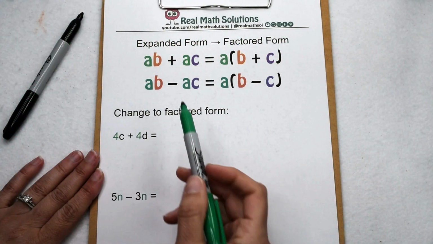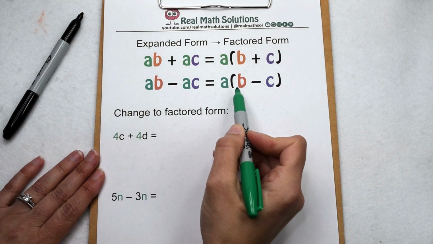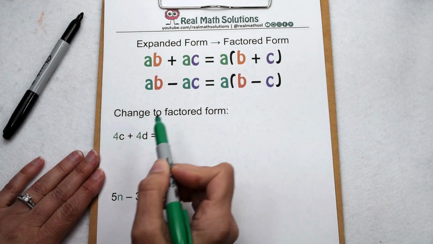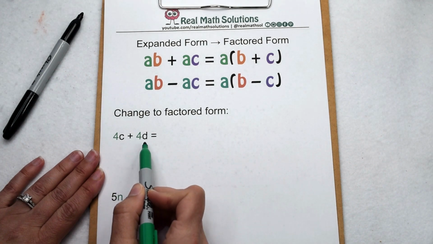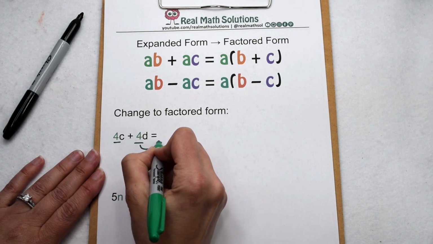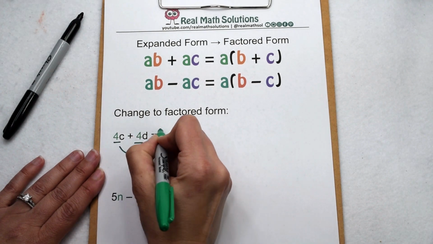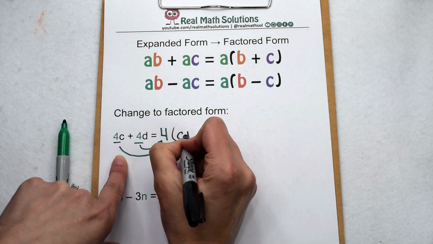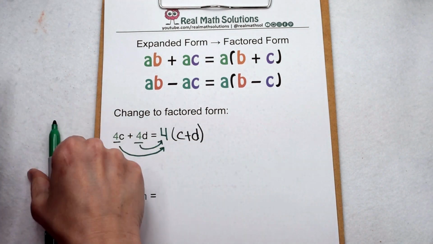If we want to take our expression from expanded form to factored form, we need to find our common factor and pull it to outside of the parentheses. So for here, for example, we have 4c plus 4d. Well, we can see that our common factor is going to be 4. So that's the value we're going to pull to go outside our parentheses. Then the rest of our expression inside the parentheses is going to be our c plus d.